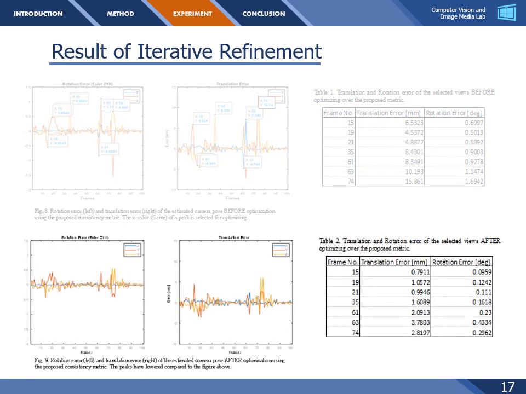This is the same figure of rotation and translation error after our proposed epipolar optimization. Now the error values have lowered to around 1 mm to 3 mm.